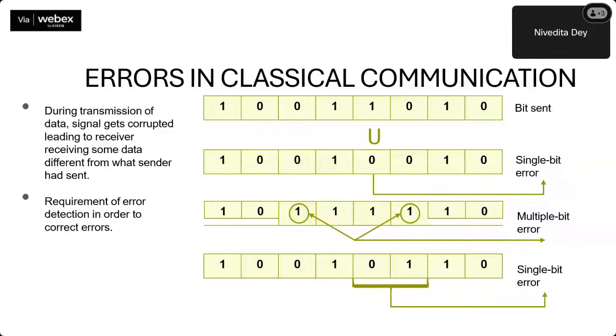Okay. So during transmission of data, the signal might get corrupted. And why does this error happen? Definitely because of certain corruption in the signal that is being sent from sender to receiver, leading to the receiver receiving data different from what the sender had sent. So the data integrity will deviate. Okay. And there is also the requirement of error detection in order to correct errors. That is a requirement that I have in classical communication as well as in any communication.